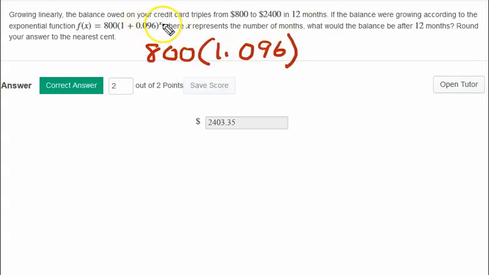And our x value here is 12 months. So this is just a matter of putting this into your calculator and seeing if you get this answer. Round it to 2 decimal places. All right, let's go on.